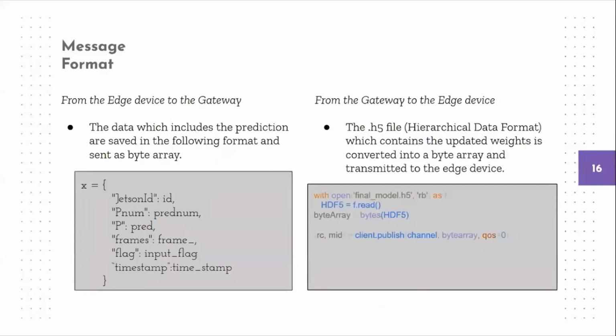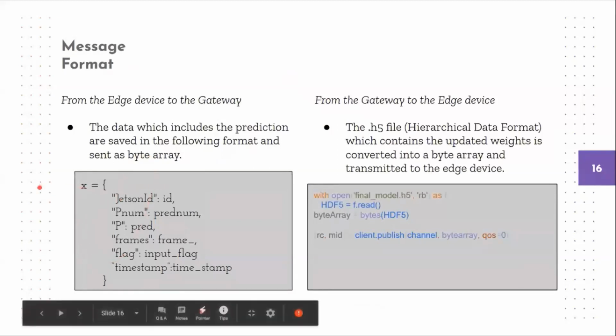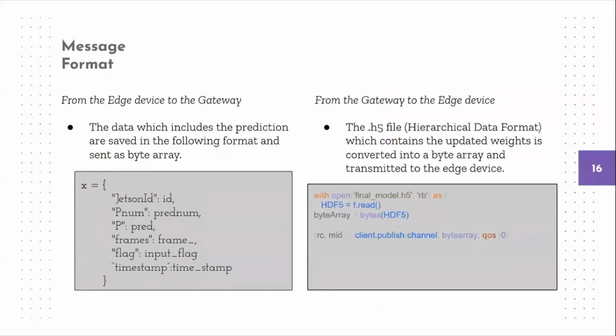For the message format, the data, which includes the prediction, is saved in this format as a byte array and sent from the edge device to the gateway. For the message format backwards, we have the updated weights in a hierarchical data format, which are transformed into a byte array and transmitted back to the edge device.